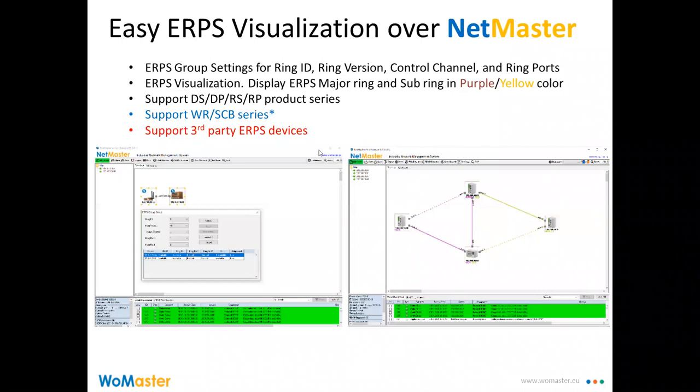Right now we support the DS and also DP, ISRP, all the product series. And we also support third-party ERPS devices. For third-party devices, we can still visualize the ERPS status, major ring and sub ring status, over the NMASTER. It's a very convenient tool to see the ERPS status by using different colors.